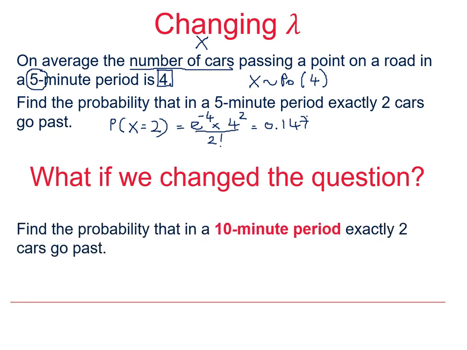We're still trying to find the probability that exactly 2 cars go past. However, you can see quite clearly that our time interval has doubled. So x was the random variable number of cars passing a point on a road in a 5-minute time period. This time we have a different random variable, where we're looking at the number of cars passing a point on a road in a 10-minute interval.